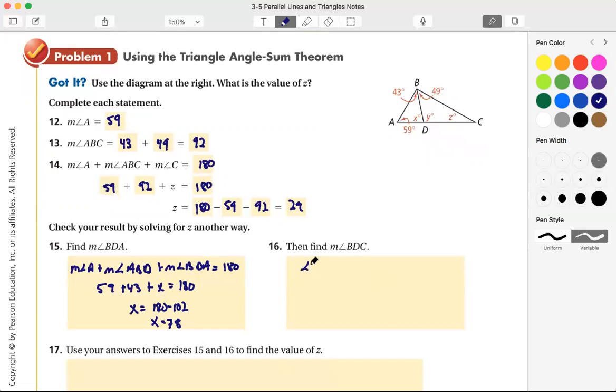All right, so the measure of angle BDA plus the measure of angle BDC has to equal 180 degrees. So x plus y equals 180 degrees. So y equals 180 minus 78. So y equals 102.